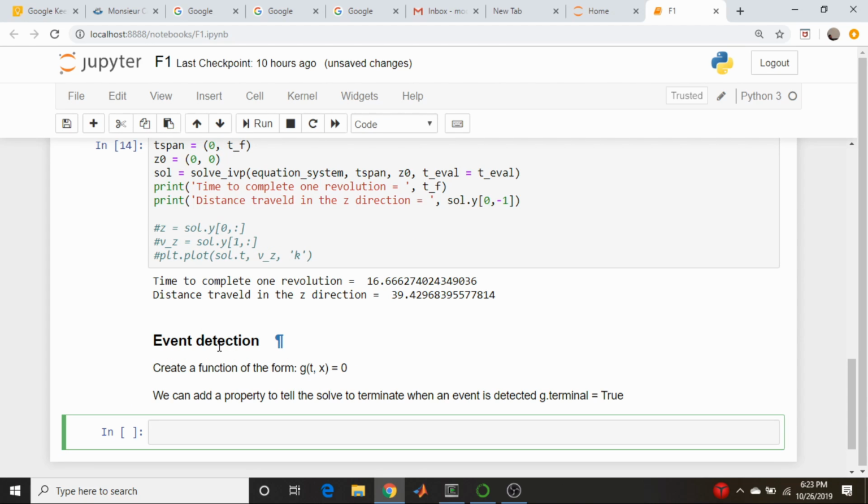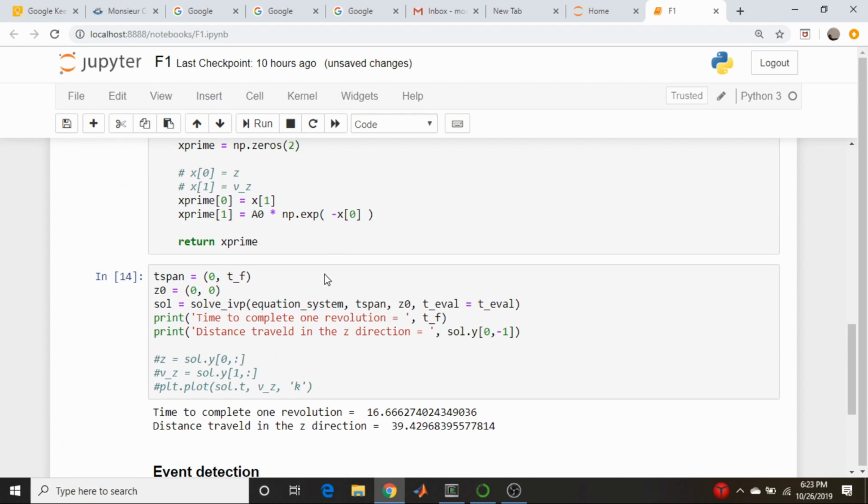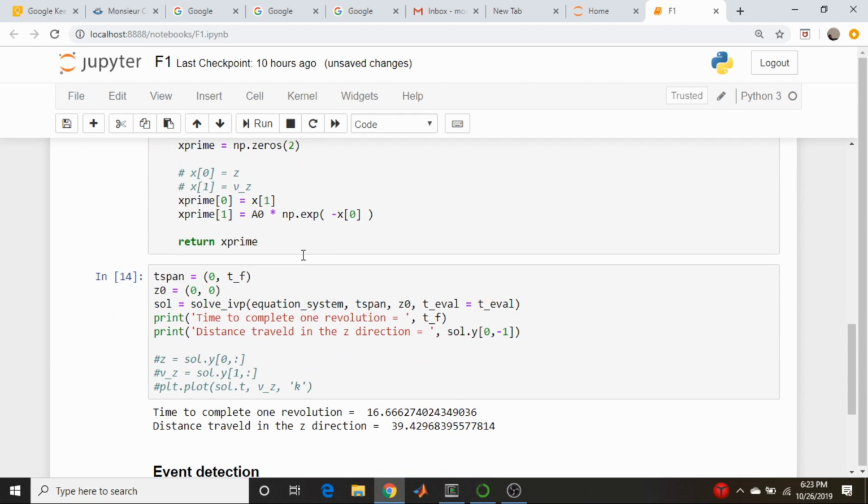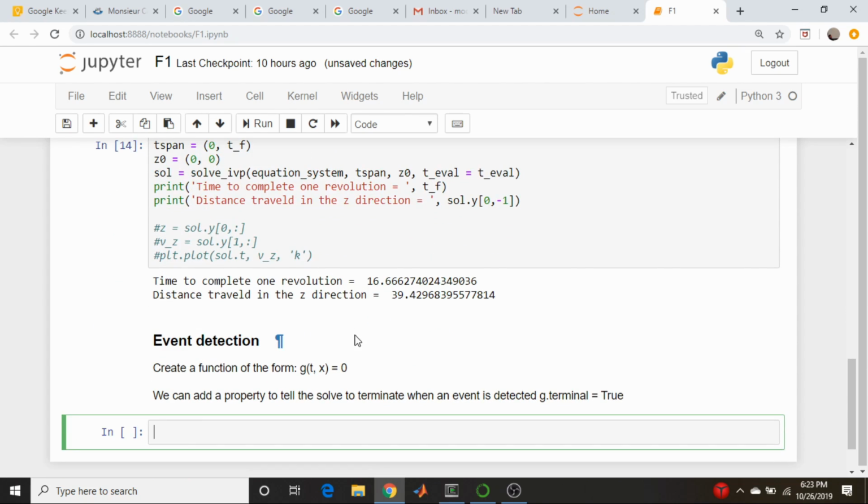So now for event detections, we can tell the solver to look at a specific function that's essentially a root finding problem. So we're going to create a function that has a form g that's a function of t and x is equal to 0. Remember, x is a vector valued function. In our case up here, where's the function defined? X has 2 dimensions, and we're about to define a version that has three dimensions. So you can have multiple cutoff criteria.